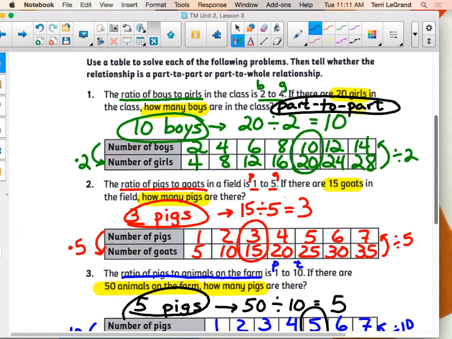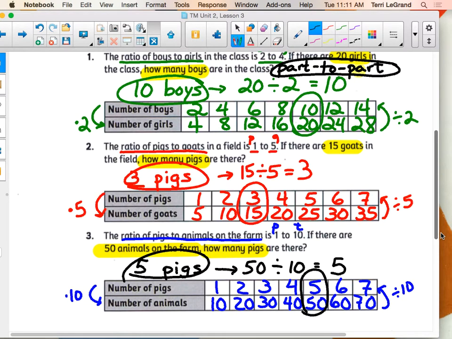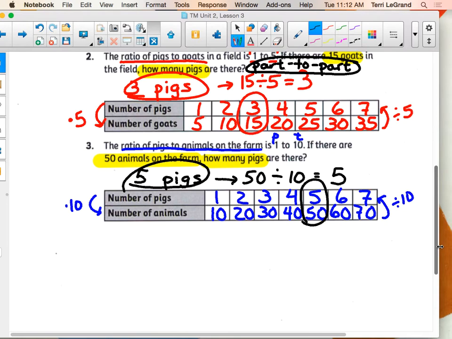Okay, how about number 2? Pigs and goats. Part to part again. And how about number 3? Part to whole this time. Part to whole. I won't make you write out the word relationship every time. Let's just write out the part to part, part to whole.